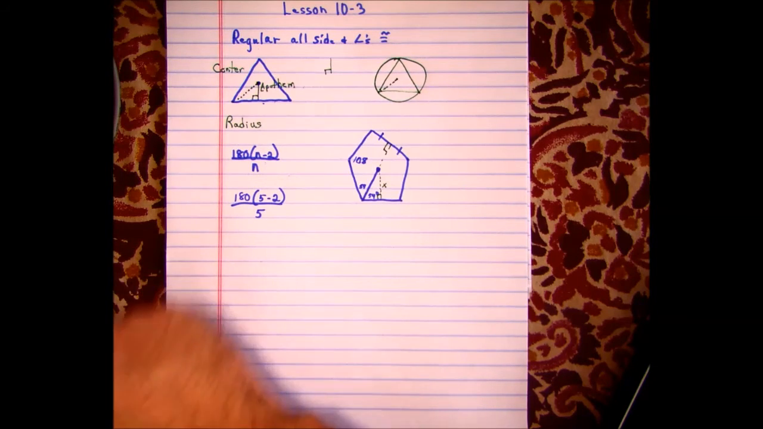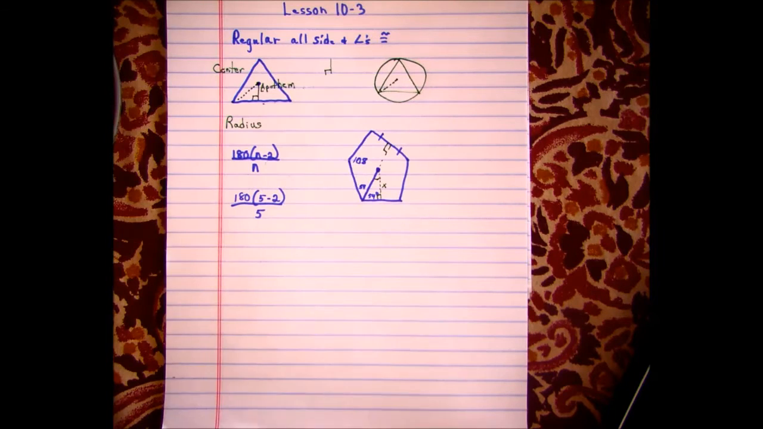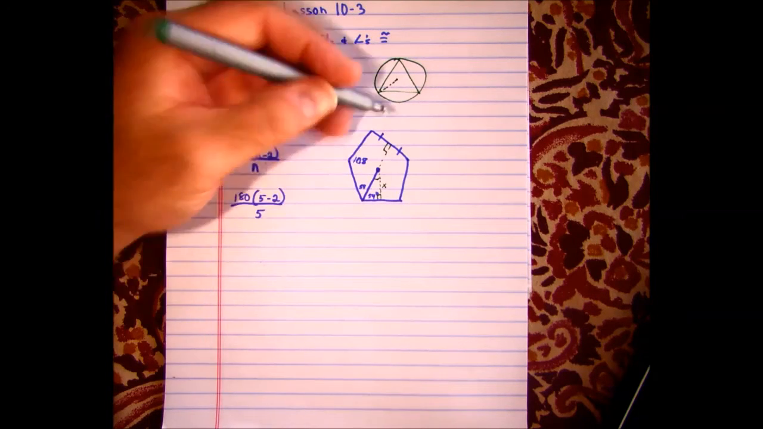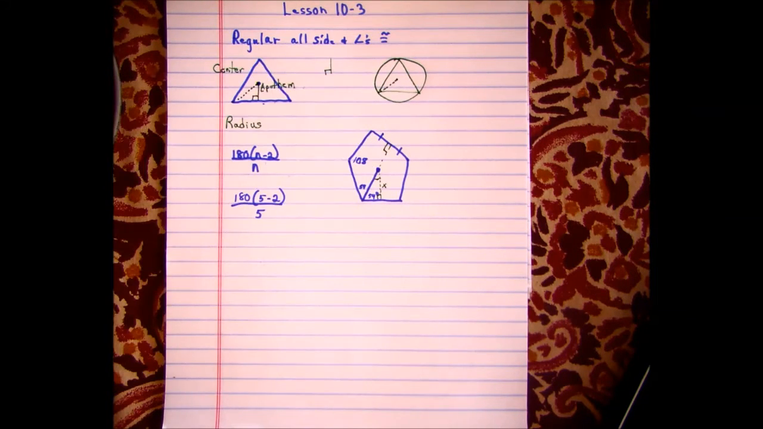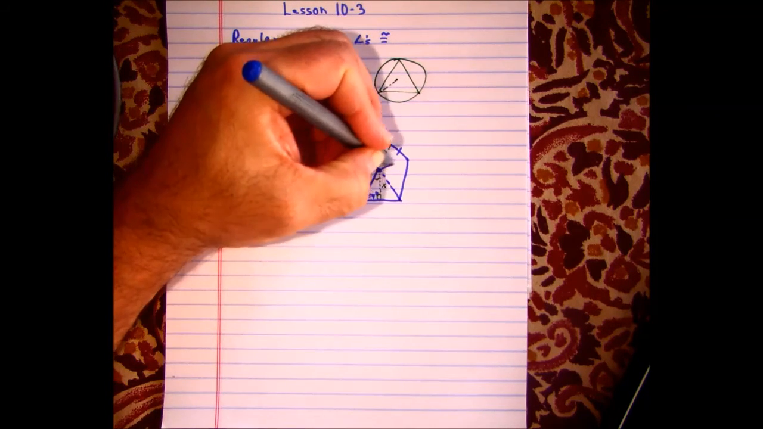Now, what happens if I want to find the interior angle here? Now this one's unique as well, because if you look at the shape, you'll see that it's divided into 5 isosceles triangles, right?